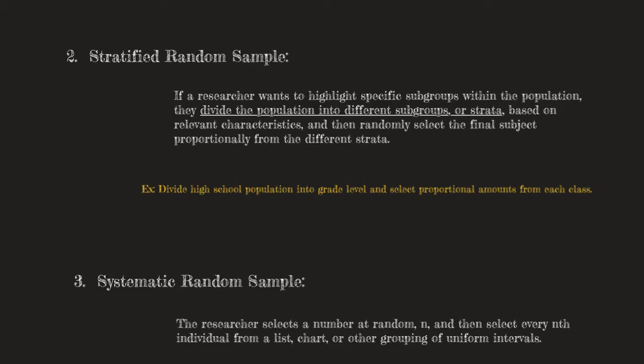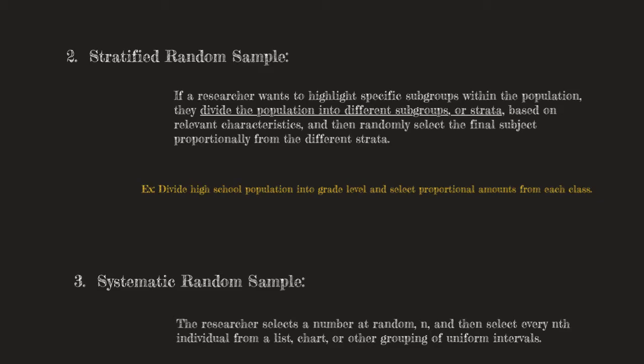And in order to divide the population and then randomly select in proportionality, let's say we had a specific proportion that we wanted, let's say 1 in every 10. Well, we would want to apply that same proportion per grade level.